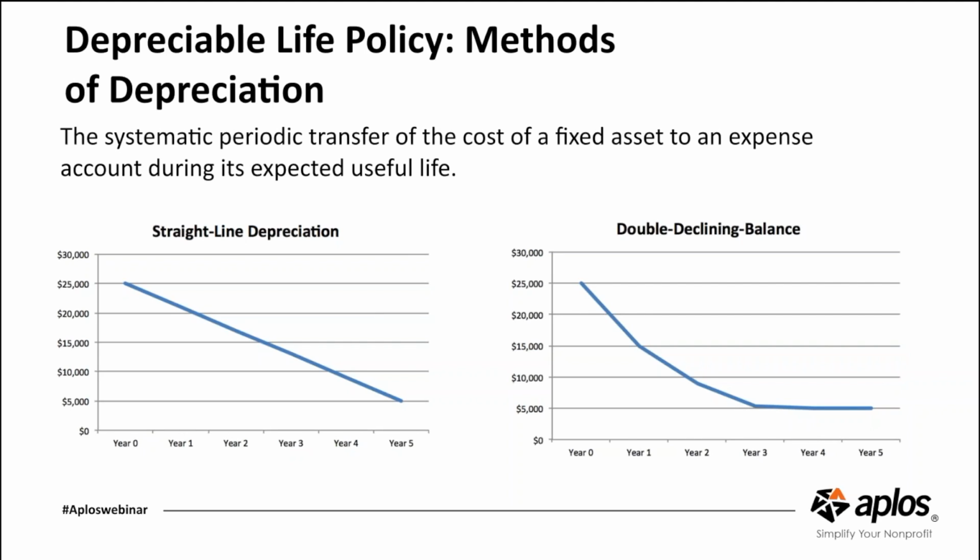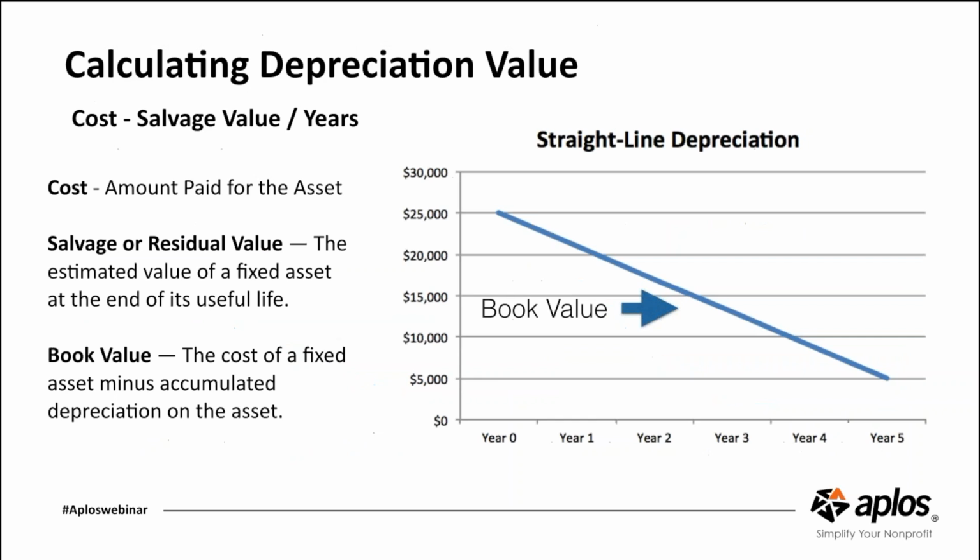There's some other methods too, but quite honestly, straight line, if you're new to depreciation and you don't really have a reason to do a different kind of depreciation method, then I would just go to straight line. That's the easiest to do. I haven't seen a lot of reasons why it would be anything different. So straight line depreciation. So calculating depreciation value.